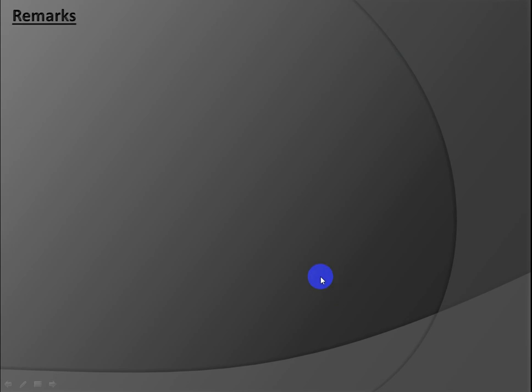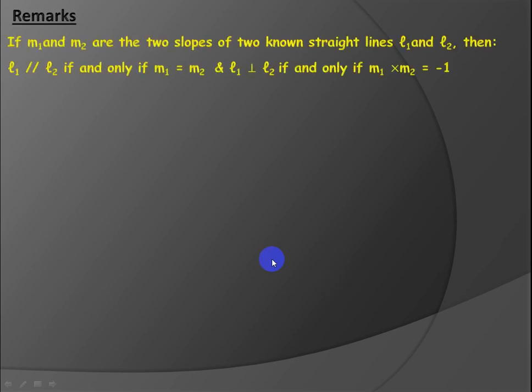Remember that if two straight lines are parallel, their slopes are equal. So if line 1 is parallel to line 2, then m1 equals m2. And if the two straight lines are perpendicular, then the product of their slopes equals -1.